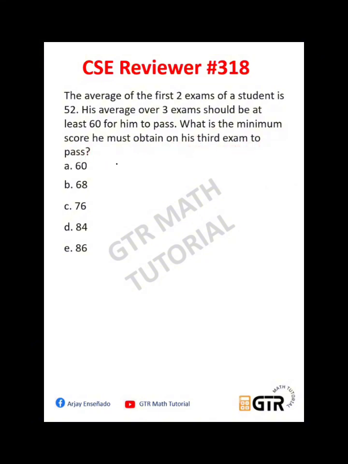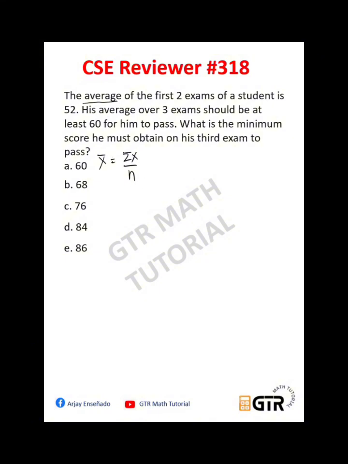Okay, so we use the formula for average or mean. The formula for average or mean, the symbol is x bar, is summation of x over n. Summation of x is the sum of all the scores, and n is the number of exams.